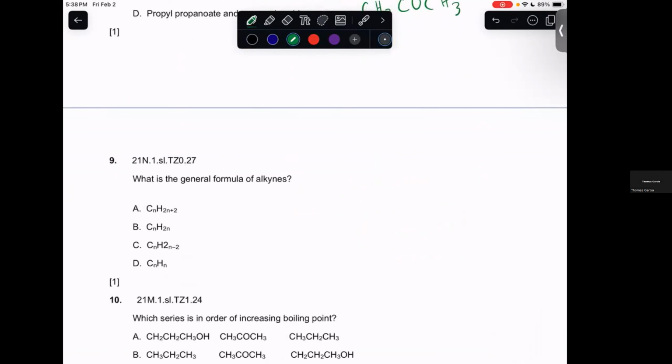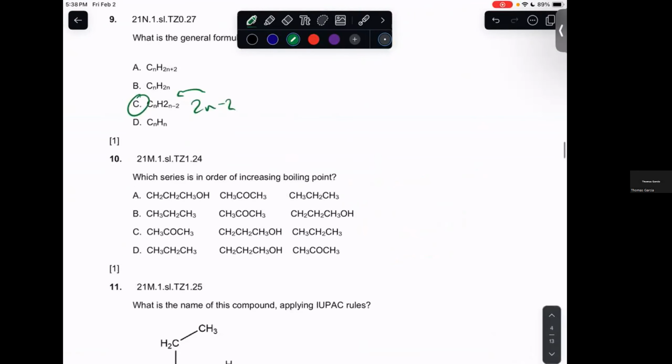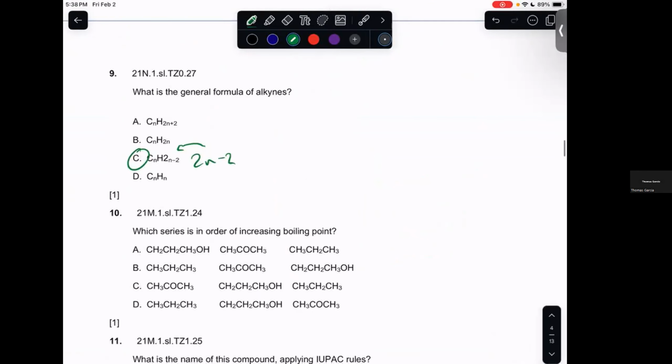What is the general formula of alkynes? Well, it seems like we just figured that one out, 2n minus 2 back in number 6. So that's going to be C. Moving on to number 10. Which series is in order of increasing boiling point?